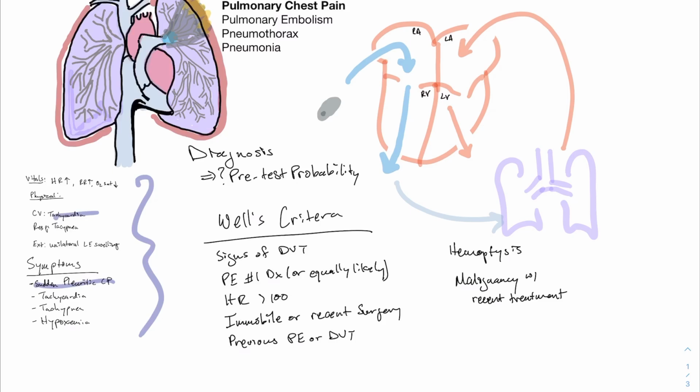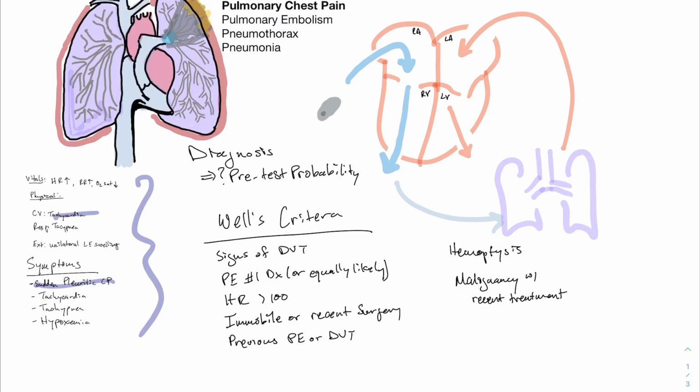So the next one is the pulmonary embolism being the number 1 diagnosis, or equally likely, so that makes sense. Heart rate greater than 100, so that's tachycardia. Immobilization or recent surgery, like we said before, when blood is stagnant, when you're not moving a lot, you tend to clot, so that makes sense as well. If they've ever had a PE or DVT, so if you've ever had it before, you're going to be a little bit more likely to get it again. Hemoptysis, like we talked about before, with the infarction of the lung, if that lung dies, you're going to start coughing up some blood.